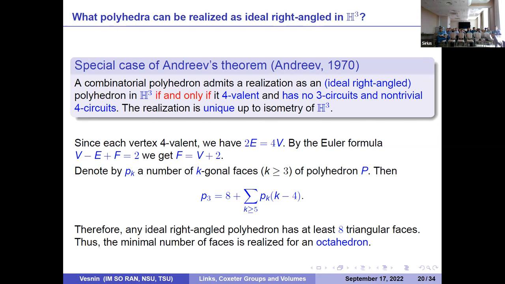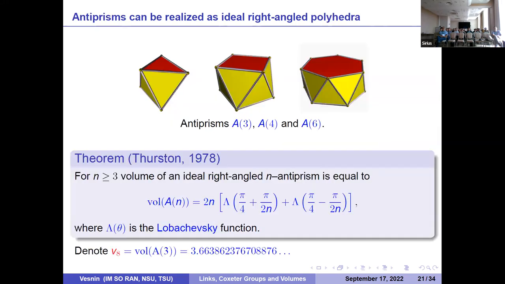Using Euler's theorem, which we already mentioned in the first talk at this conference, we can find the following condition: twice the number of edges equals four times the number of vertices. And if you denote by p_k the number of k-gonal faces, you can easily find a relation between these p_k. There are always at least eight triangular faces, and if you have bigger faces, there will be more triangles. The minimal number is eight, when you have only triangle faces. The minimal polyhedron is realized by the octahedron, which was already mentioned.